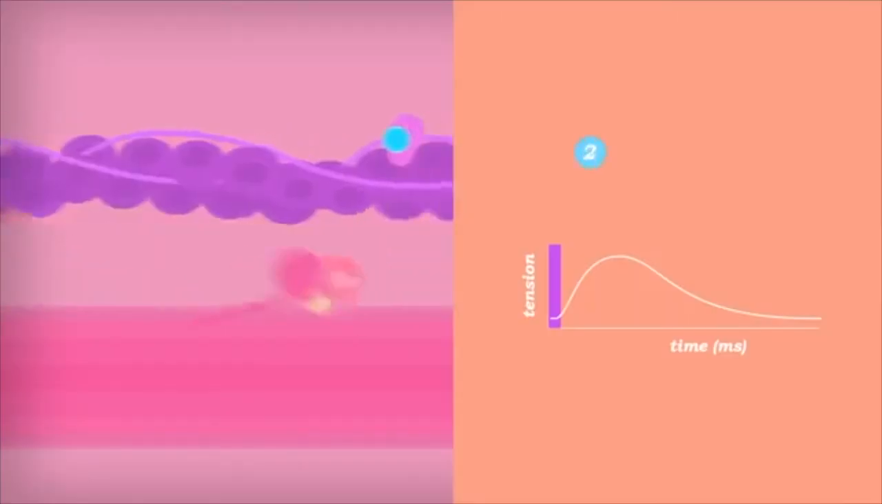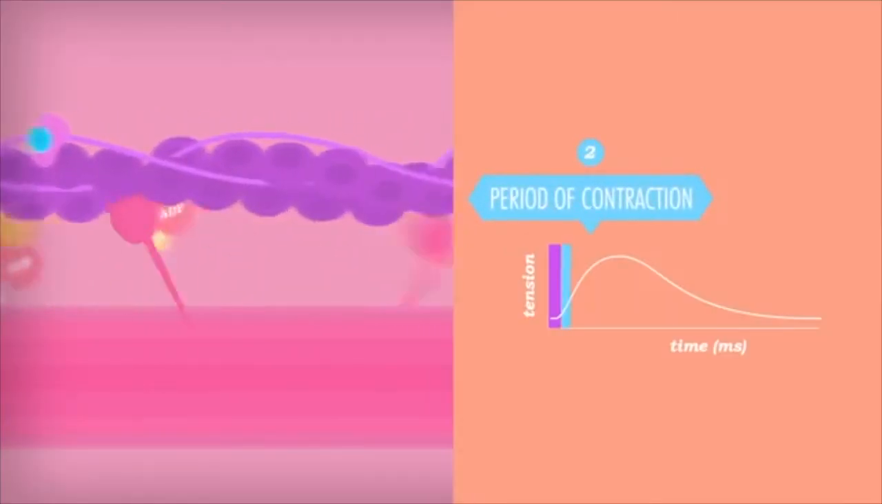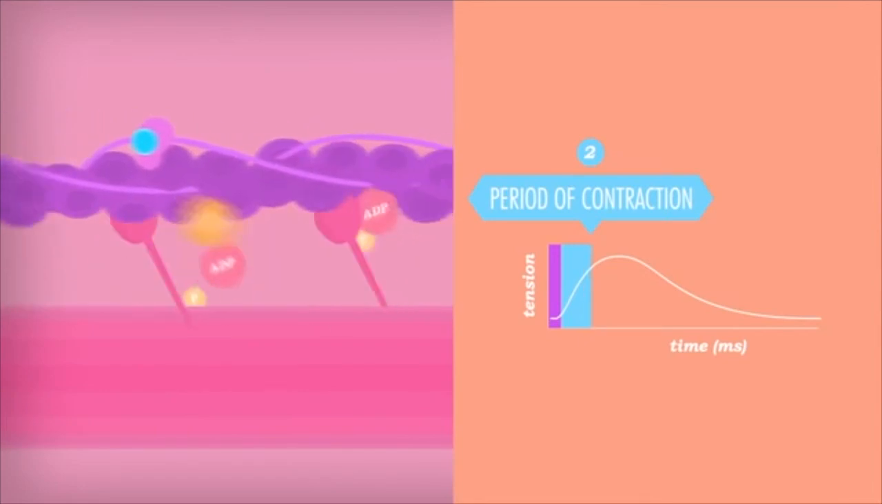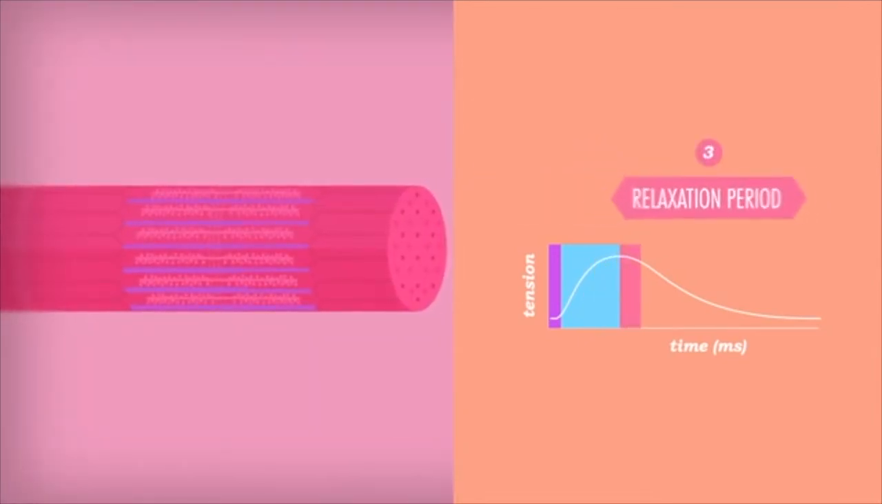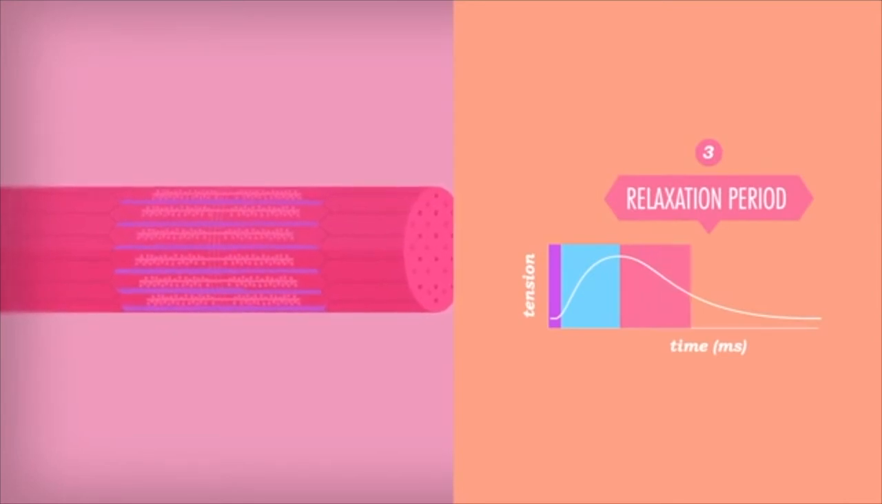The stimulus has arrived, but no force is being produced. That's when the action is just starting. Then comes a brief period of contraction when the myosin heads are binding and pulling and releasing over and over, and the muscle fibers contract. But soon the fiber slides back down into the relaxation period when the calcium gets pumped back into the sarcoplasmic reticulum, and the actin and myosin stop the binding cycle, and the muscle relaxes.